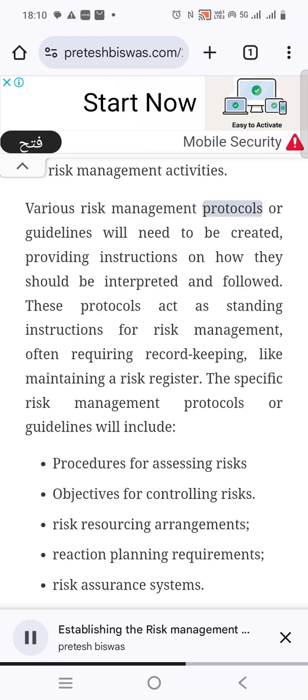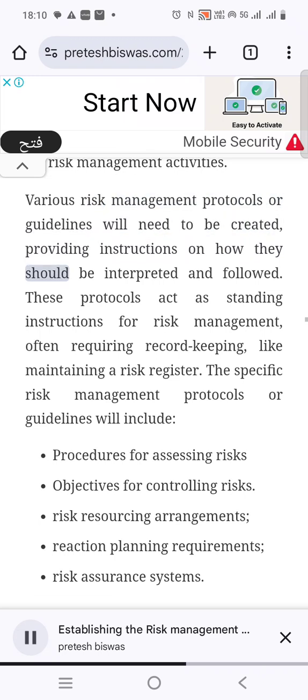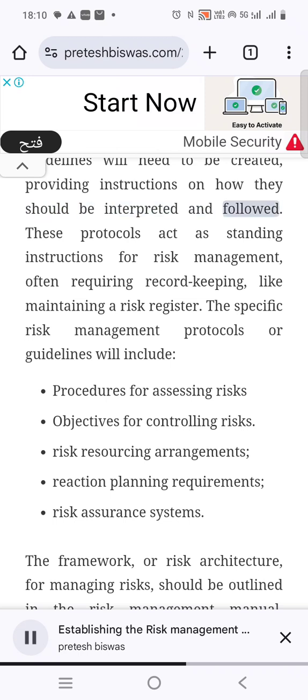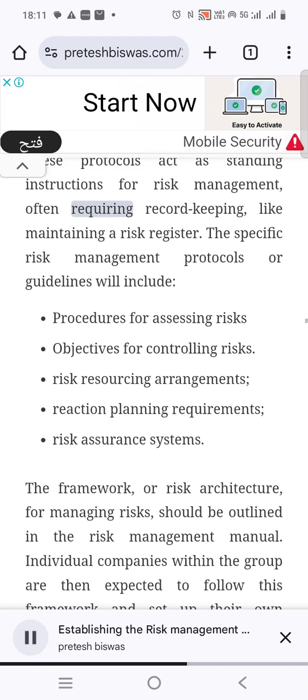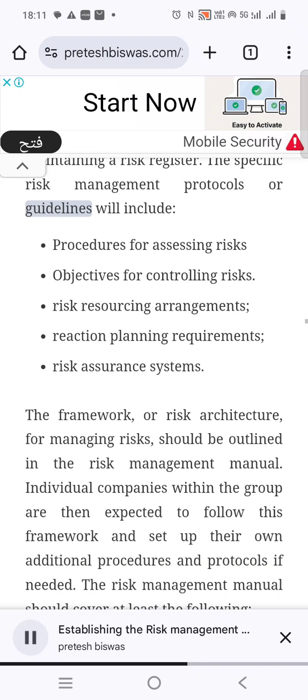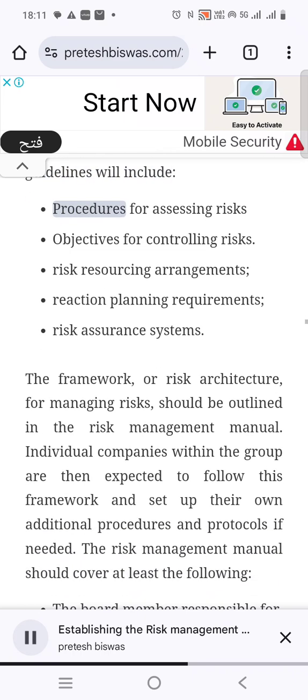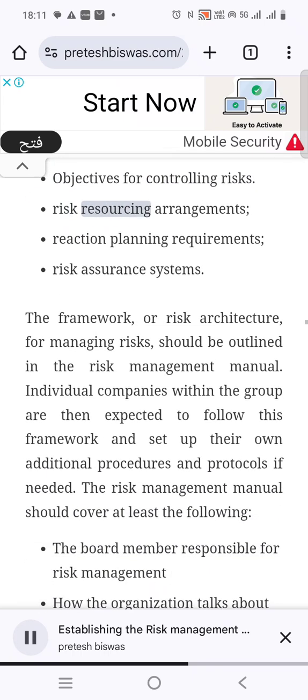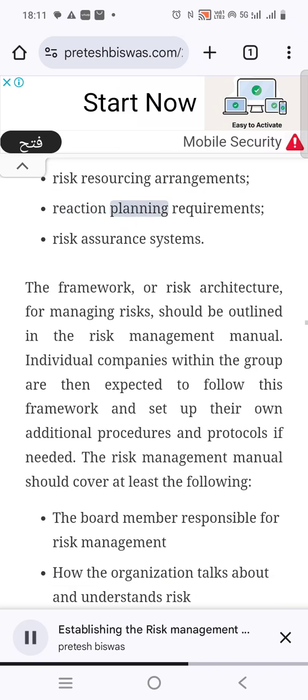Various risk management protocols or guidelines will need to be created, providing instructions on how they should be interpreted and followed. These protocols act as standing instructions for risk management, often requiring record keeping, like maintaining a risk register. The specific risk management protocols or guidelines will include procedures for assessing risks, objectives for controlling risks, risk resourcing arrangements, reaction planning requirements, risk assurance systems.